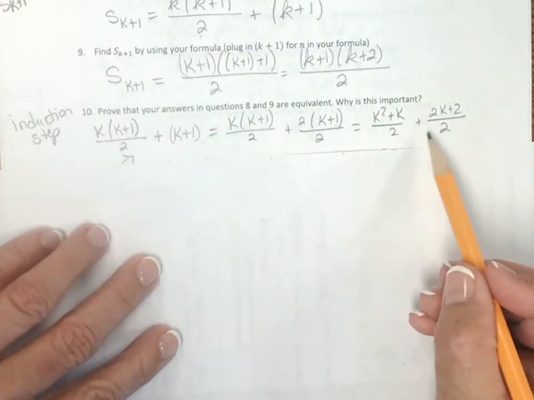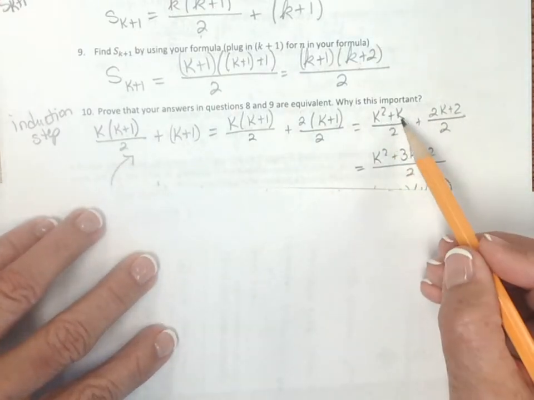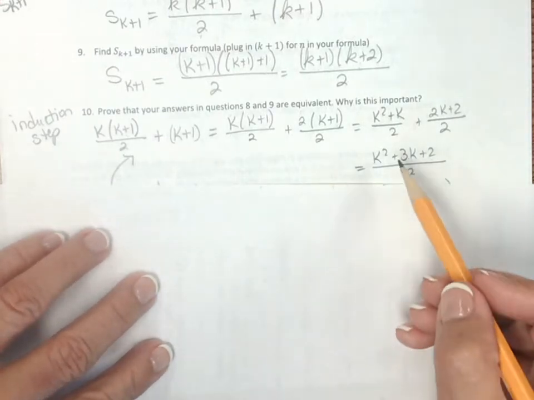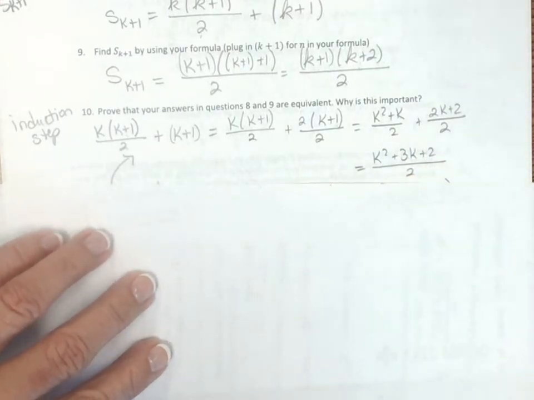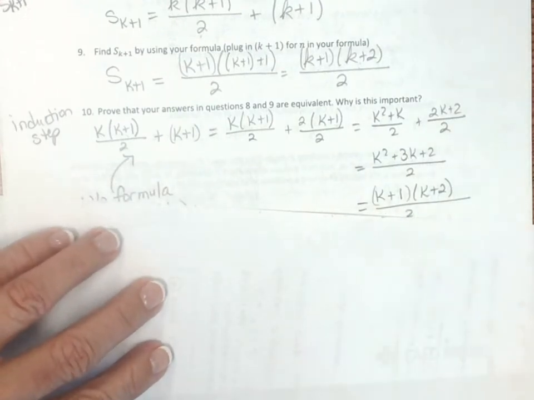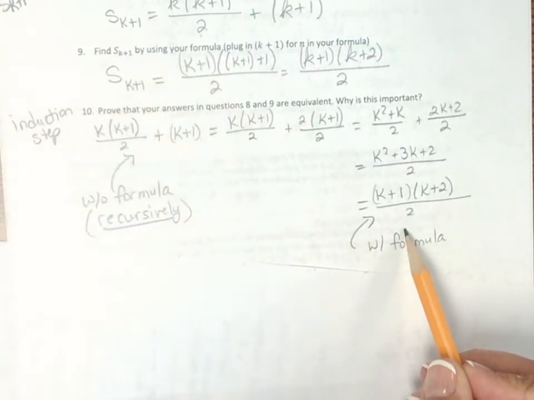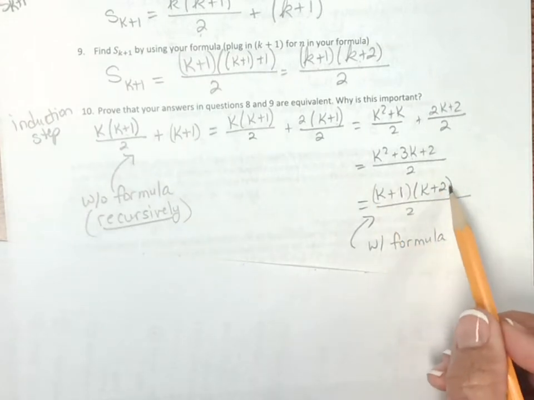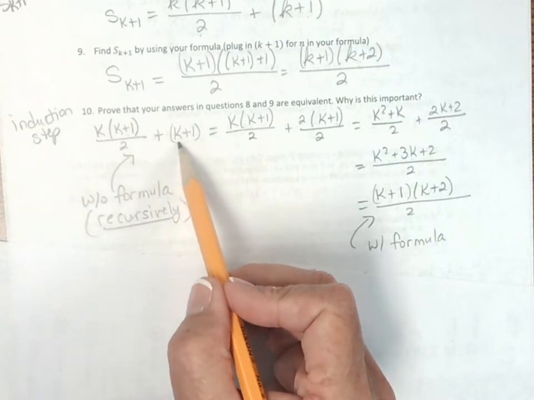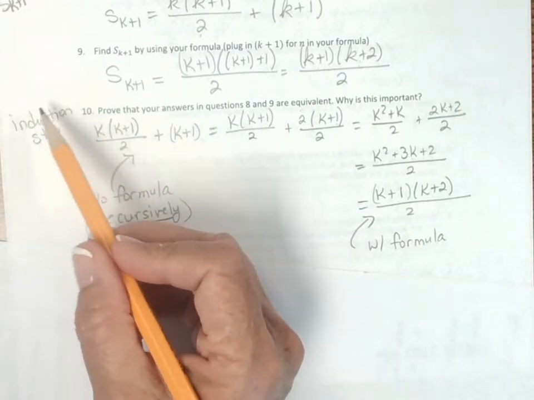And now because we've got the same denominator, I can put these together. So I've got k squared, and then k plus 2k is 3k, plus 2, all over 2. And we might recognize that we can factor that, and that factors into k plus 1 times k plus 2 over 2, which is what we got when we just plugged k plus 1 into the formula. So this is what we had with the formula. This is what we got when we did it recursively, by adding the k plus 1 term to the sum of the first k terms. And this is what is called the induction step.